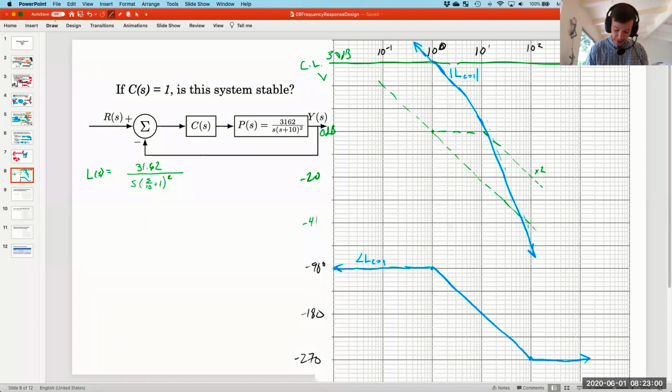Also, what you can see is that the omega 180 frequency is exactly 10 radians per second. So this is omega 180, which means if we look upwards, we can see that the gain margin is positive or negative. What do you say?